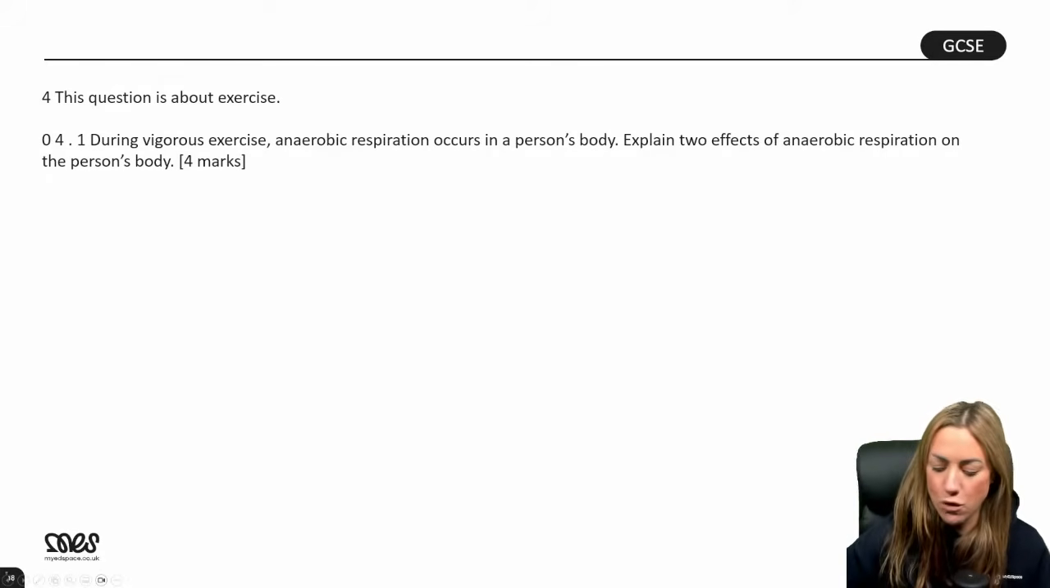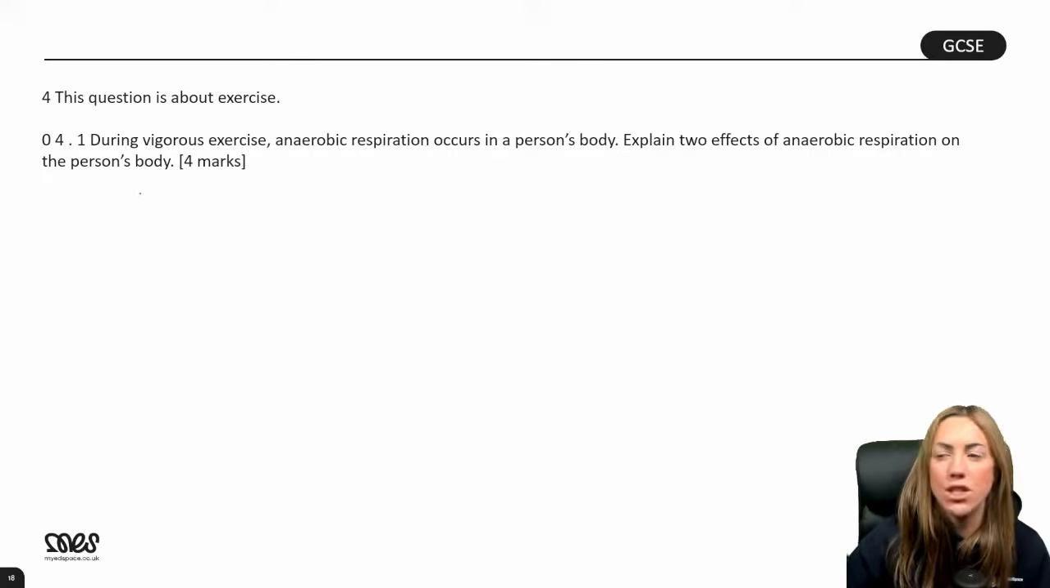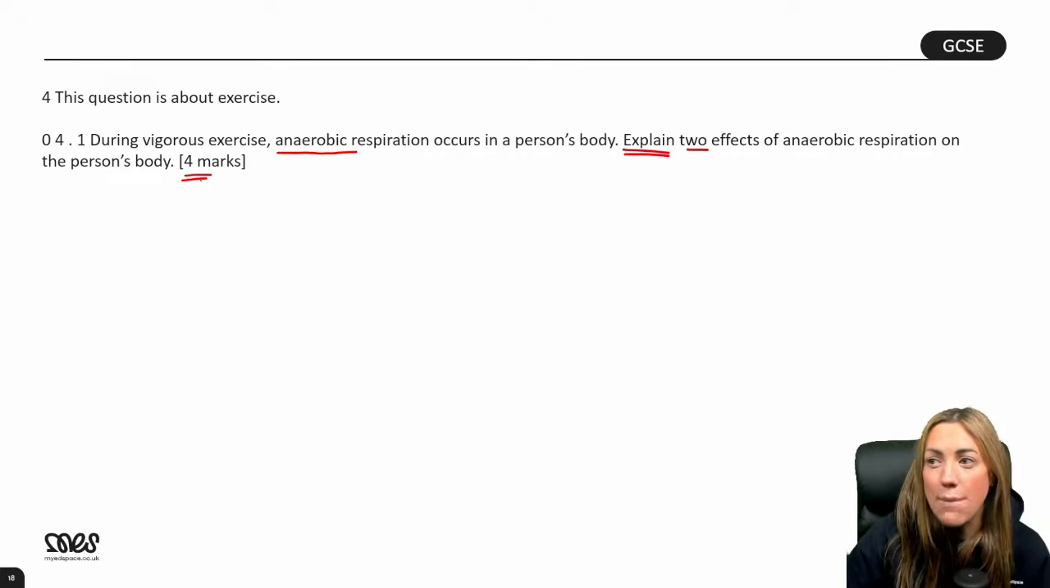To question 4. So this question is about exercise. During vigorous exercise, we've got anaerobic respiration occurring in a person's body. Explain 2 effects of anaerobic respiration. So that's why it's 4 marks, because we're not just stating the effects, but we're explaining the effects. So we need to give an effect and then explain it.